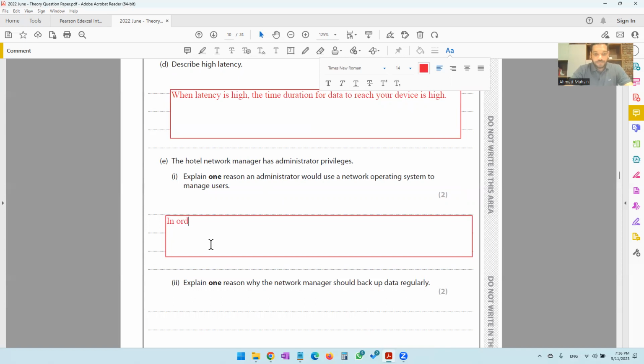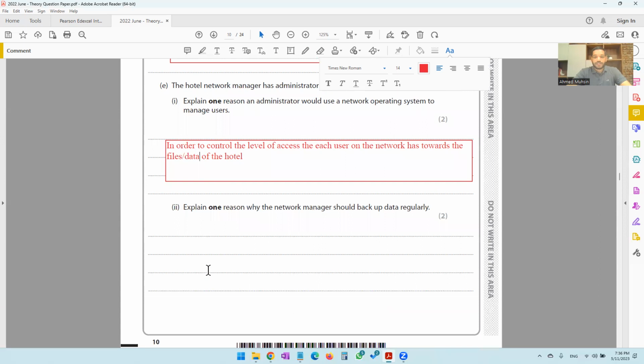In order to control the level of access that each user on the network has towards the files of the hotel. Files or data, you can talk about any one of them, the files, the data, of the hotel.